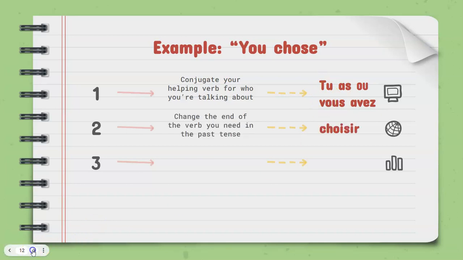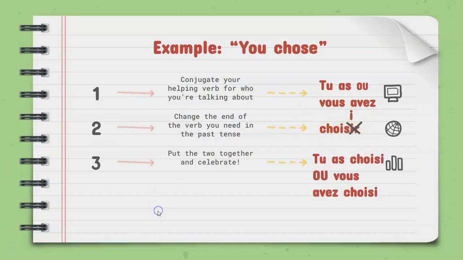We'll change the end of the verb we need in the past tense. So choisir, we drop the IR, replace it with an I. And this is going to look the same no matter who we're talking about, right? So we have tu as choisi or vous avez choisi.